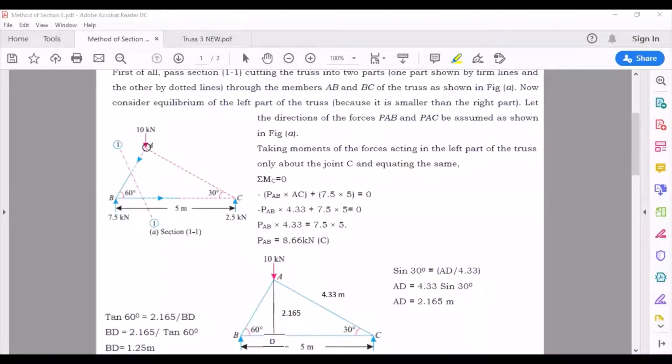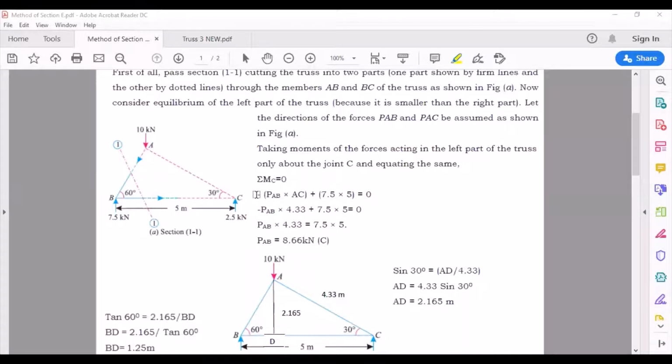Now, I can directly take this AB and multiply it with distance AC, only because this angle is 90 degrees, which means it is a perpendicular distance. I repeat, moment about point C is PAB into AC, only because the angle here is 90 degrees. So I have written PAB into AC. Now, what type of moment is it causing? If you happen to see, it is causing an anti-clockwise moment, for which I have given the negative sign.